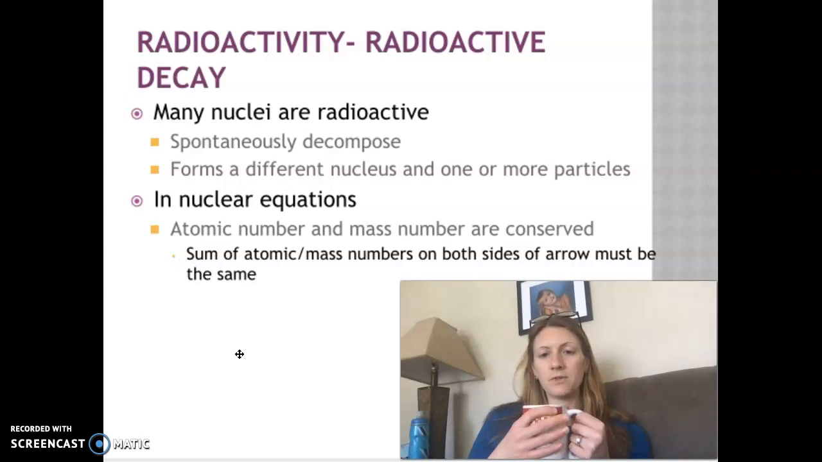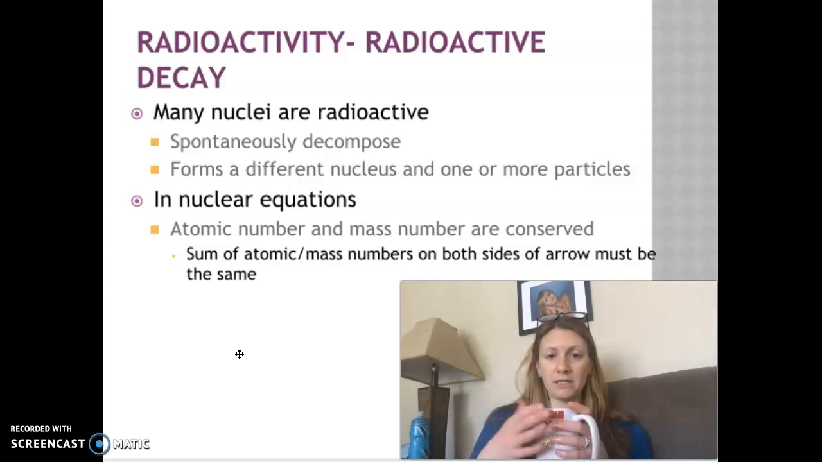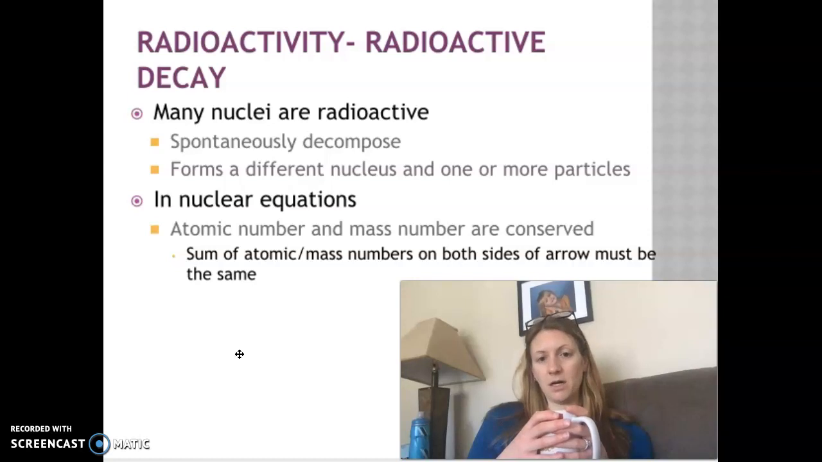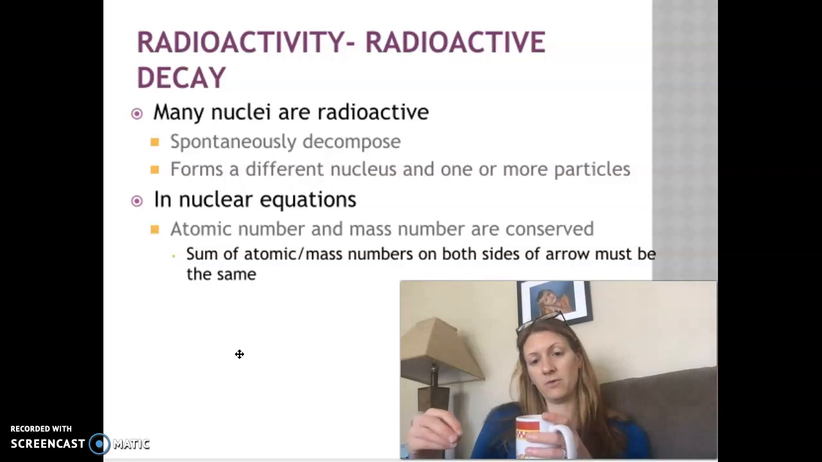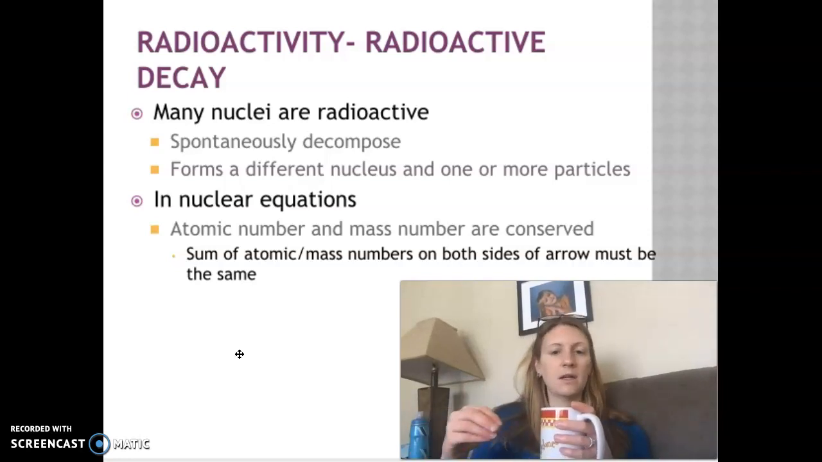They will form different nuclei plus one or more particles, depending on the type of decay and what they decay into. This is what we would call a nuclear equation or a nuclear reaction. The atomic number and mass are always going to be conserved because for the large part in our everyday life, mass and matter are conserved. So the sum of what I start with has to be the sum of what I end with. I'm not going to lose mass. I'm not going to lose protons and neutrons along the way. They're going to be accounted for.